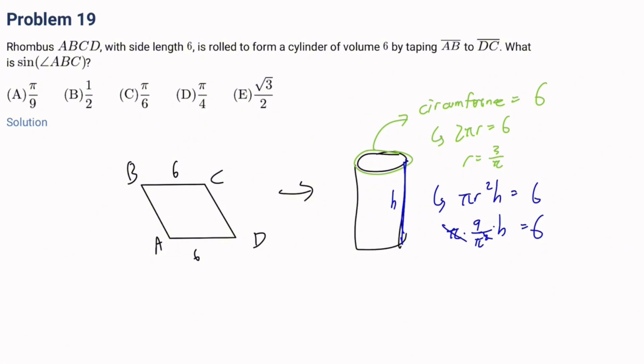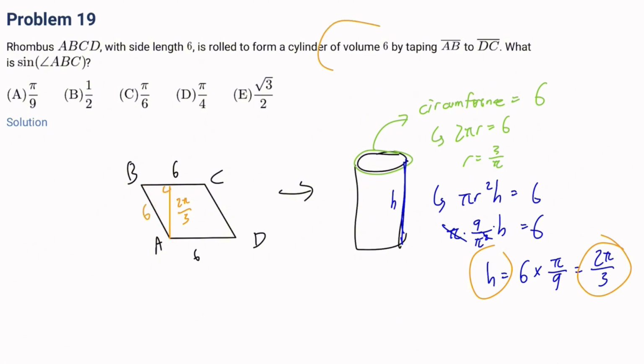And so these pi's can get cancelled, so h is going to be equal to 6 times pi over 9. So this is 2 pi over 3. Yeah, so h equals 2 pi over 3. So that means that this length, that's h, this equals 2 pi over 3, right? And so sine ABC, so sine of that length, and since this is 90 degrees, then sine of ABC means it's this length over that length, and we know that AB is 6, right? Because it's side length 6.